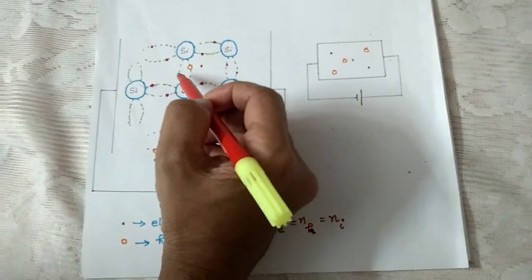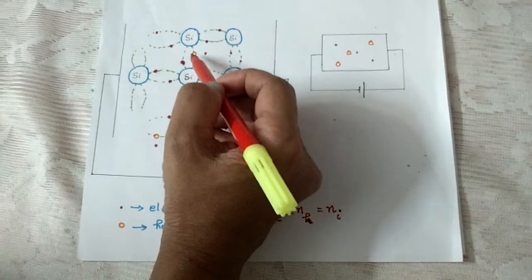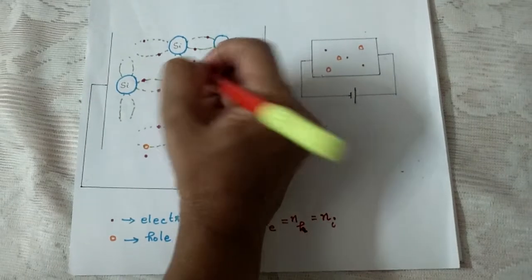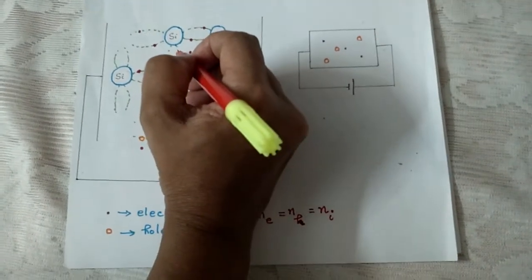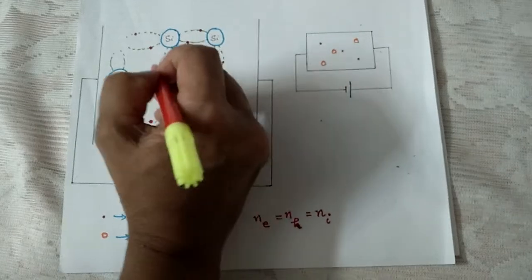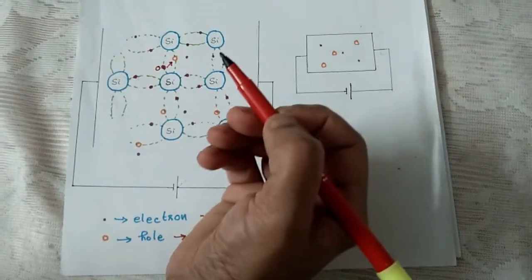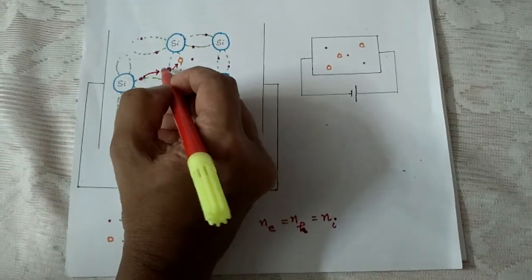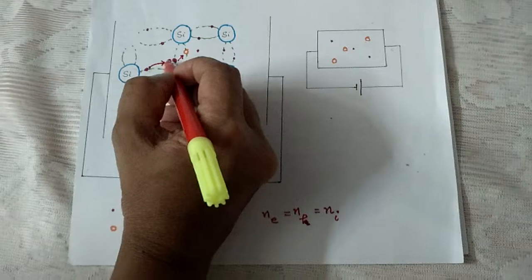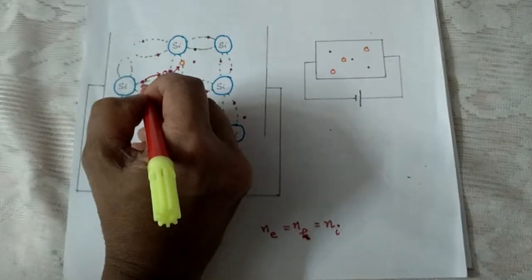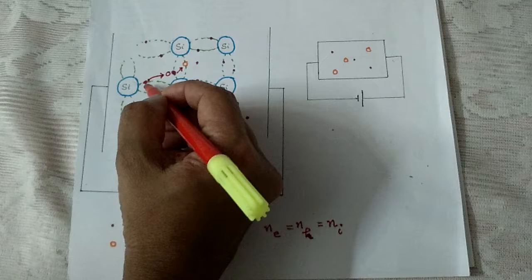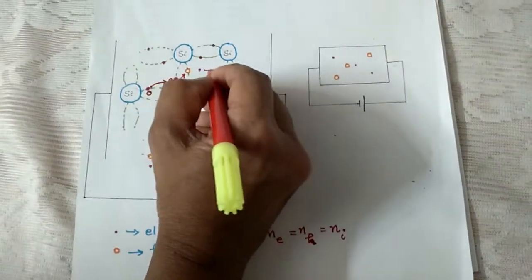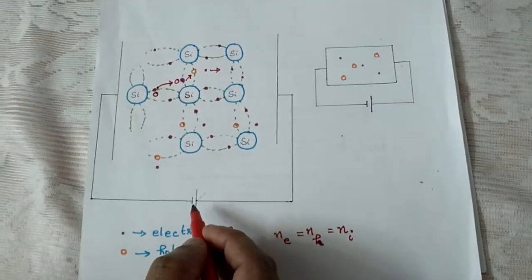Hole motion means it is a motion of bound electrons. That is, when this bound electron moves towards the hole, the electron occupies the space and the hole is shifted to this side. Again, this bound electron can be moved to this hole. So the hole shifts towards this space. So hole motion is towards the negative terminal and the electron moves towards the positive terminal.